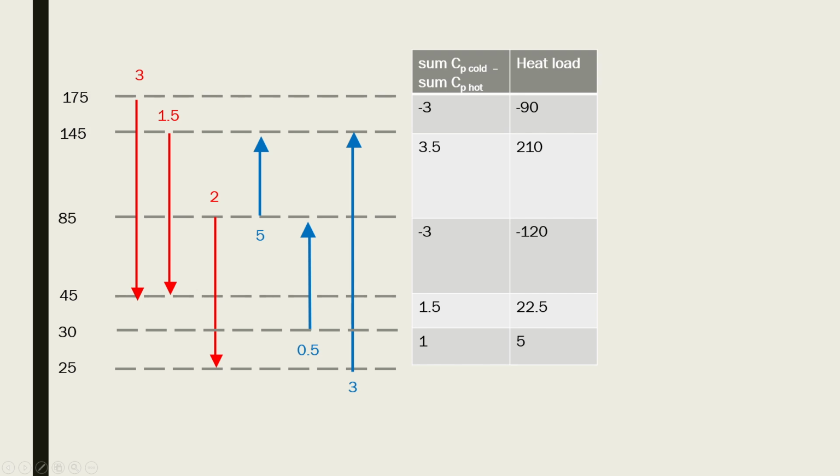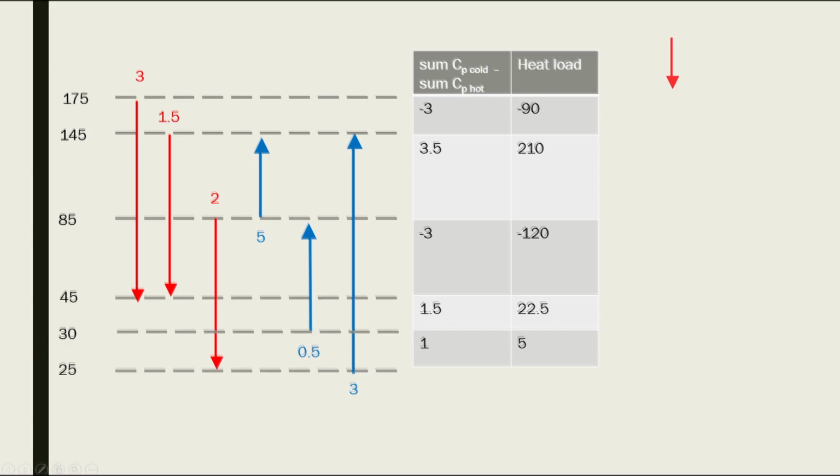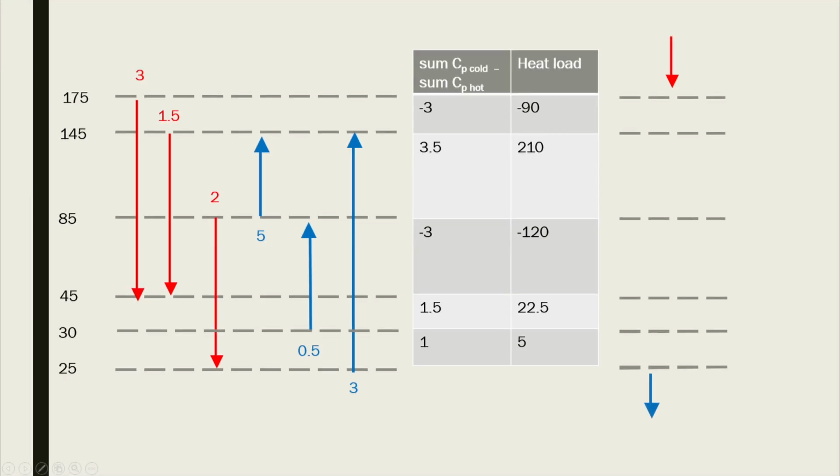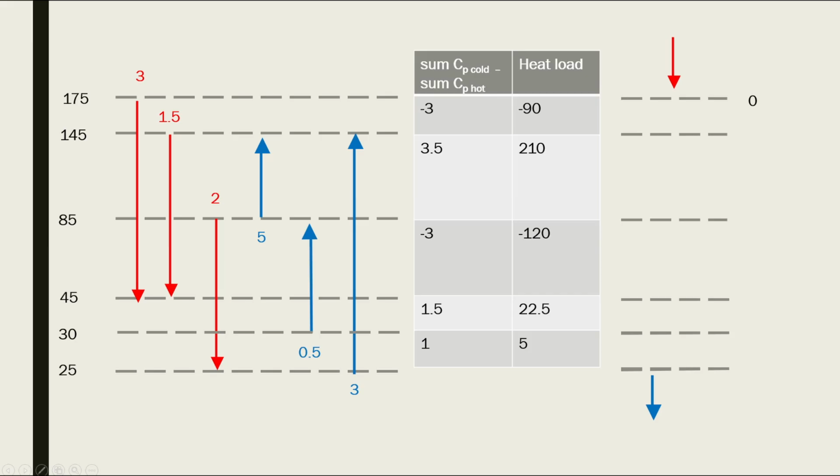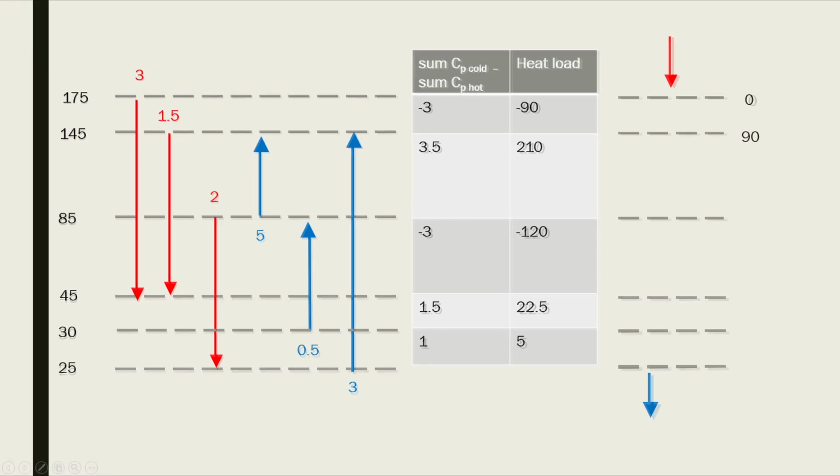Now, after calculating the heat load for each interval, we are going to draw the hot stream, then represent each interval again, and we're going to start by 0. Then we are going to subtract each heat load from this initial value. So 0 minus negative 90 gives us 90. Then 90 minus 210 gives us minus 120. Then minus 120 minus negative 120 gives us 0, and so on.